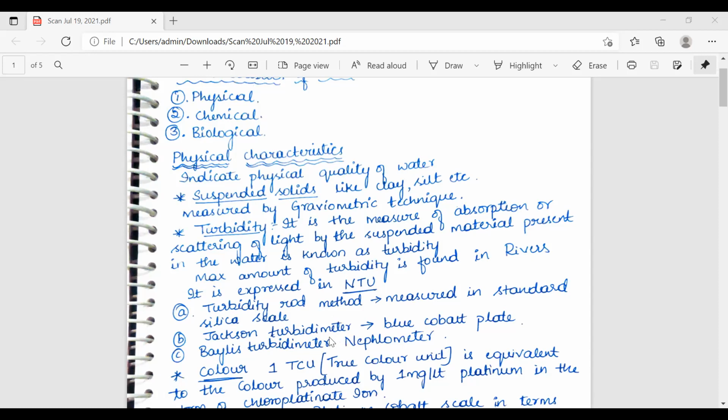In Baylis turbidimeter and nephelometer, in the nephelometer method, formazine polymer is added. If it is mixed in 1 liter of distilled water, then the turbidity produced is called 1 NTU. That is what it is expressed as, 1 NTU. I'll repeat this: formazine polymer is added and mixed in 1 liter of distilled water, then whatever turbidity is produced is measured as 1 NTU. So this is about turbidity.